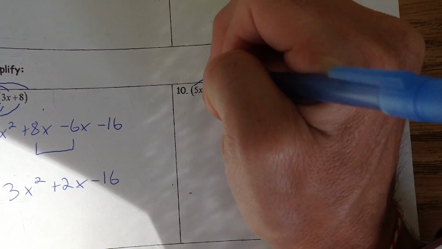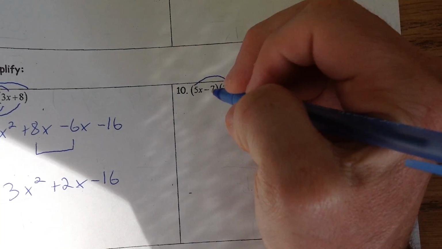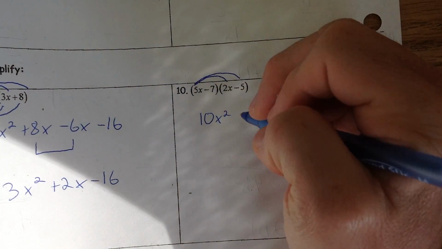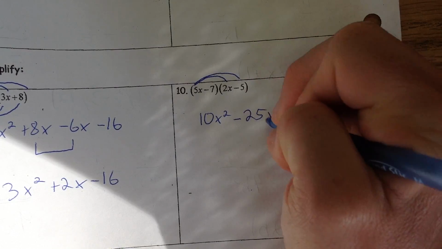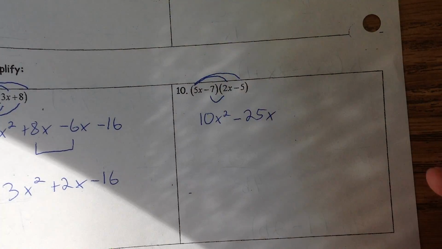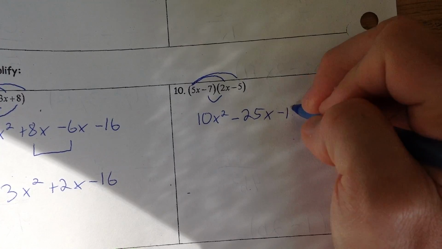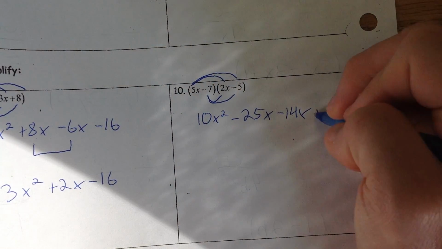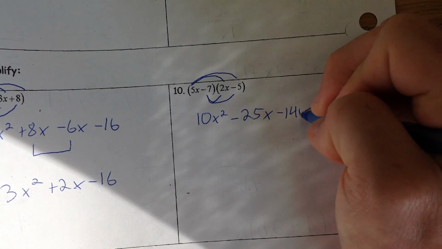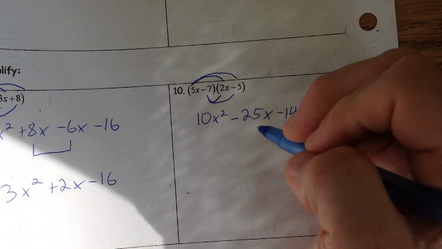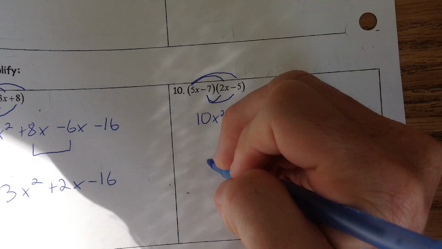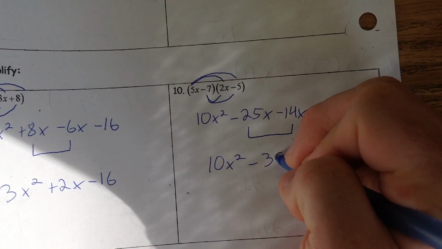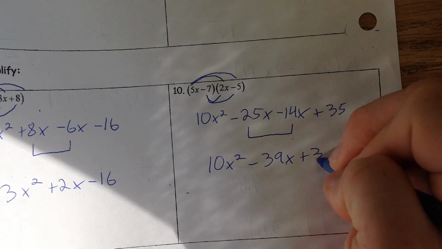All right, so 5x times 2x is 10x squared. 5x times minus 5 is negative 25x. Negative 7 times 2 is negative 14x. Negative 7 times negative 5 is going to be a positive 35. Last but not least, we combine our like terms, and then we're left with 10x squared minus 39x plus 35.